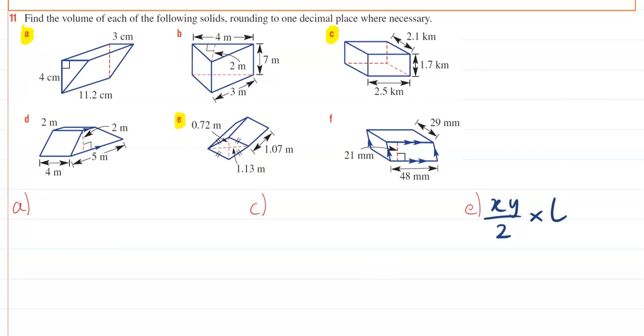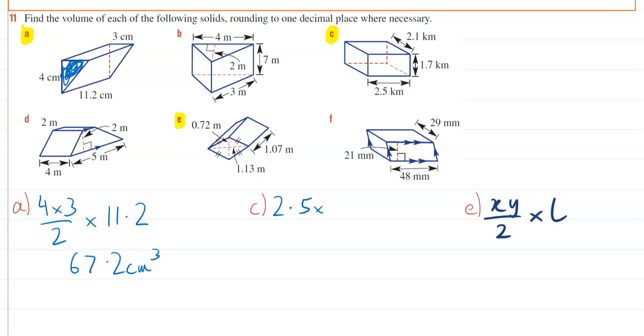So our first one here, this is question 11 in the textbook. It's getting reasonably tricky, but still not too bad. So 4 times 3 over 2 gives us the area of this face here, and then I'm going to multiply that by the length of our shape, which is 11.2, and that is 67.2 centimeters cubed. Question C, we're basically just multiplying all these values together, so 2.5 times 2.1 times 1.7, and that's going to give us 8.9 kilometers cubed. That's a big shape.